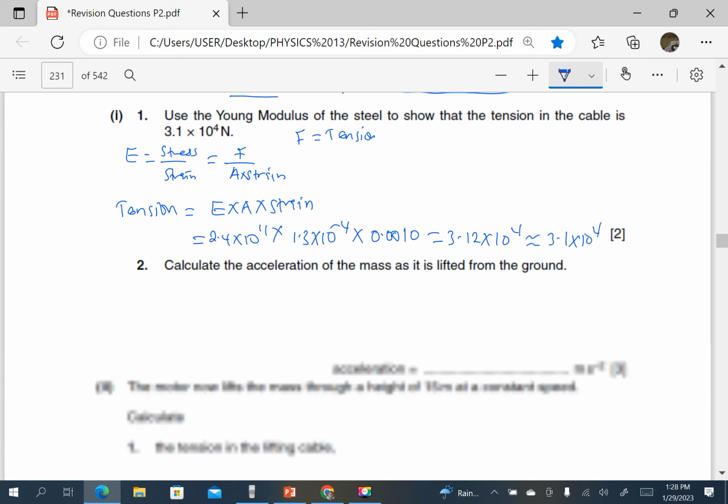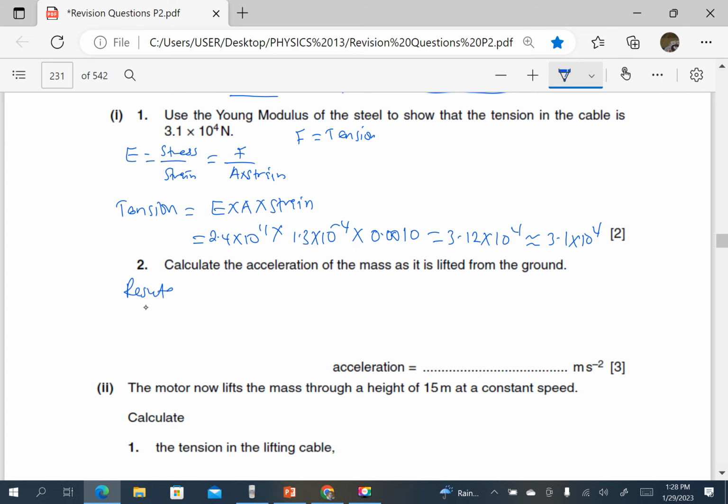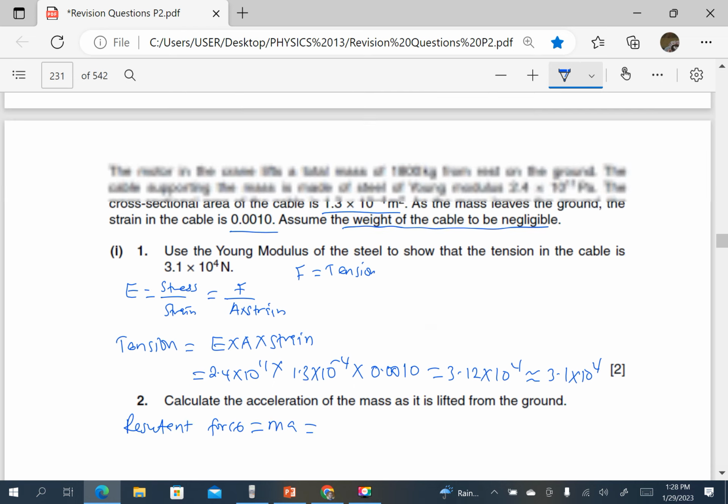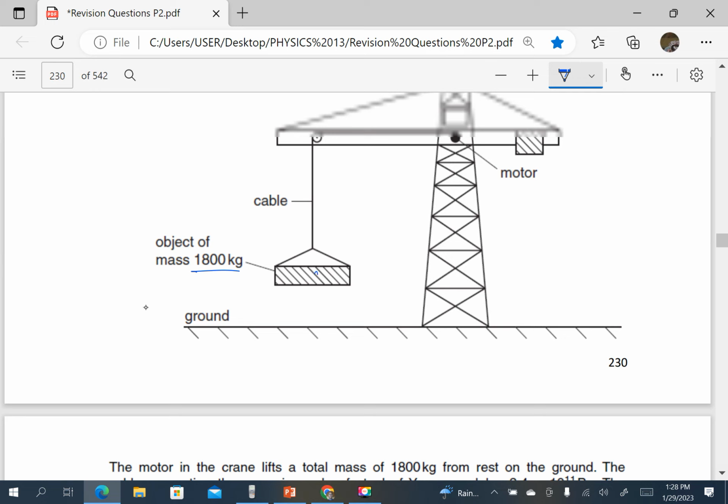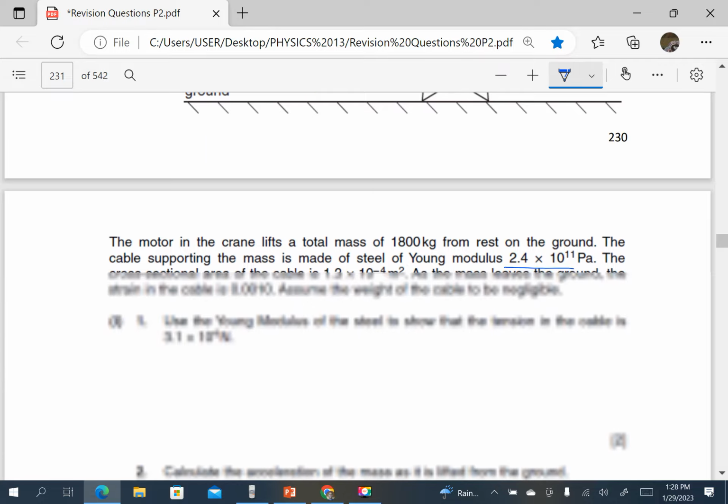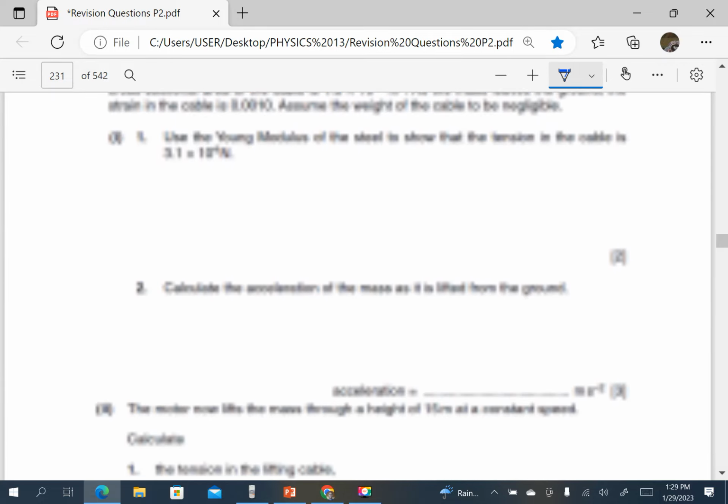Then calculate the acceleration of the mass as it is lifted from the ground. We need the resultant force. So resultant force equals mass times acceleration, but what is the resultant force? Let's check. The weight is downwards and there's a tension in the cable upwards. Since the mass is moving upwards, the tension upwards is greater than the weight. So the resultant force is upwards, so I will say tension minus weight.